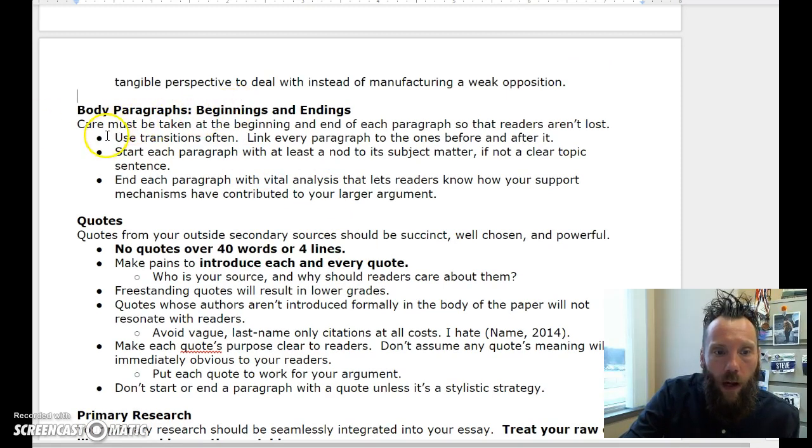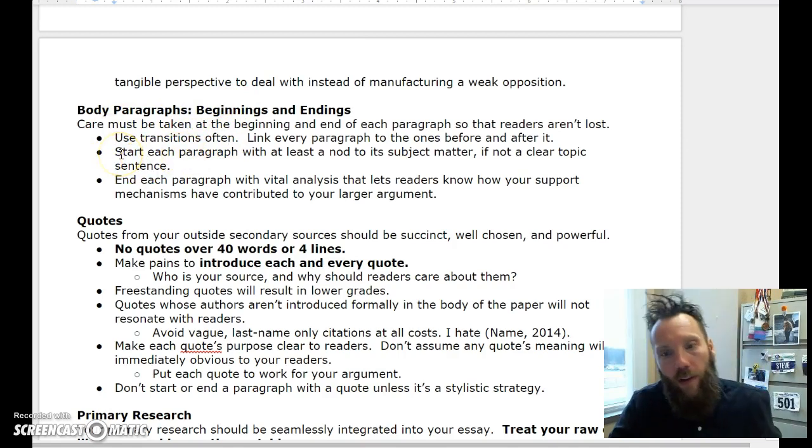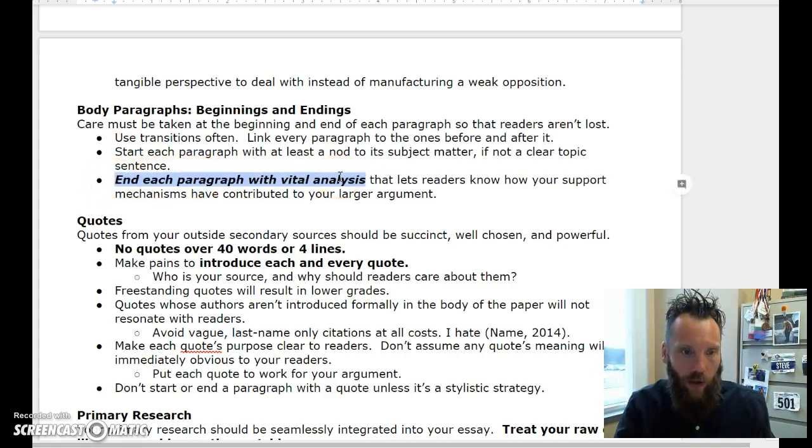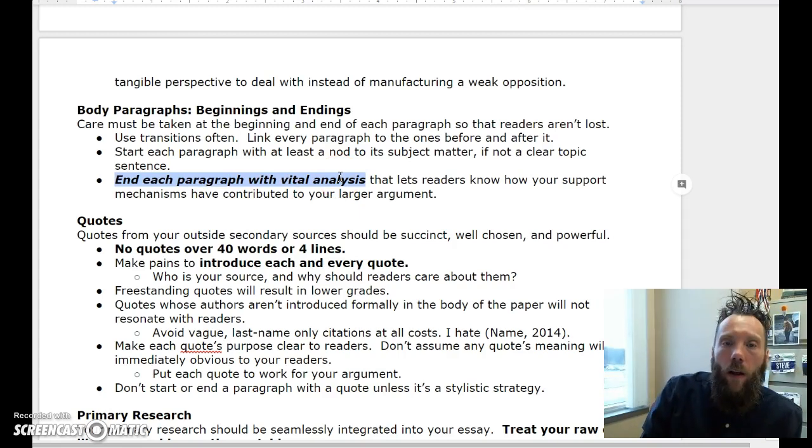Body paragraphs. Use transitions often. Start each paragraph with at least a nod to its subject matter, if not a clear topic sentence. Okay, end each paragraph with vital analysis. This is so important. Bold. In italics. How you end your paragraphs.